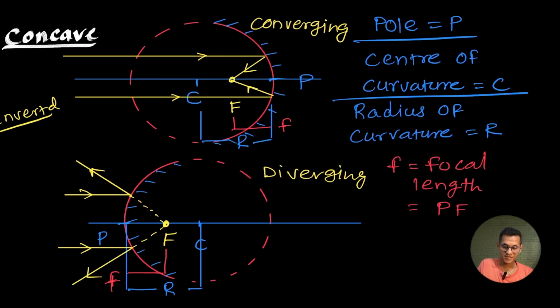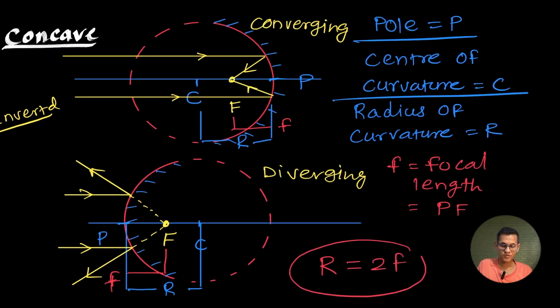We also know that distance CP is the radius of curvature given by R, and distance PF is the focal length given by small f. So we can establish a relationship between radius of curvature and focal length. That would be R is equal to 2f. Radius of curvature is twice the focal length.